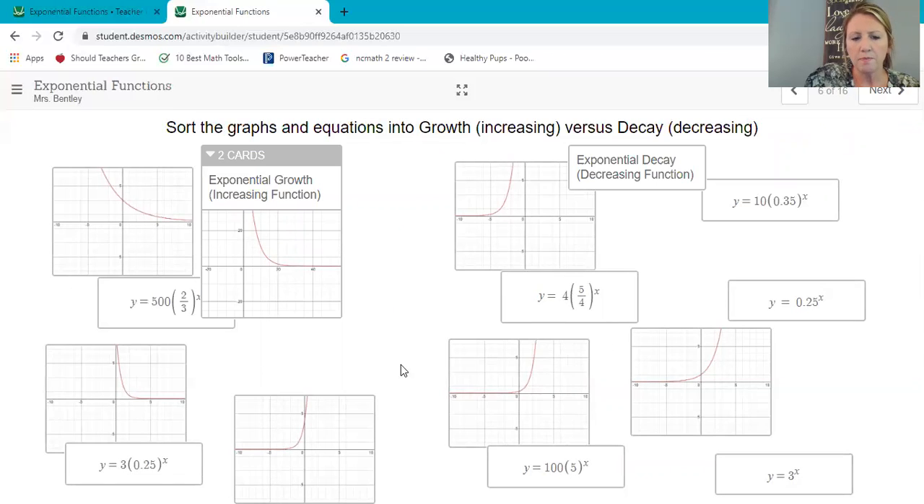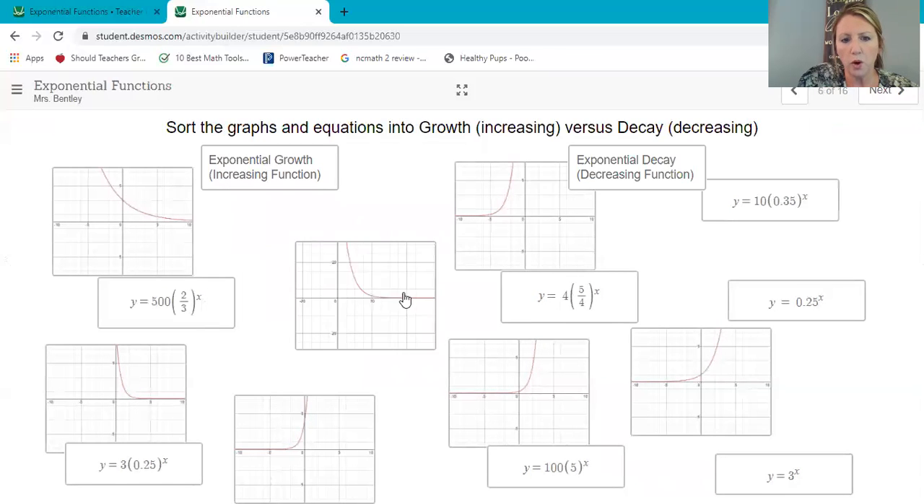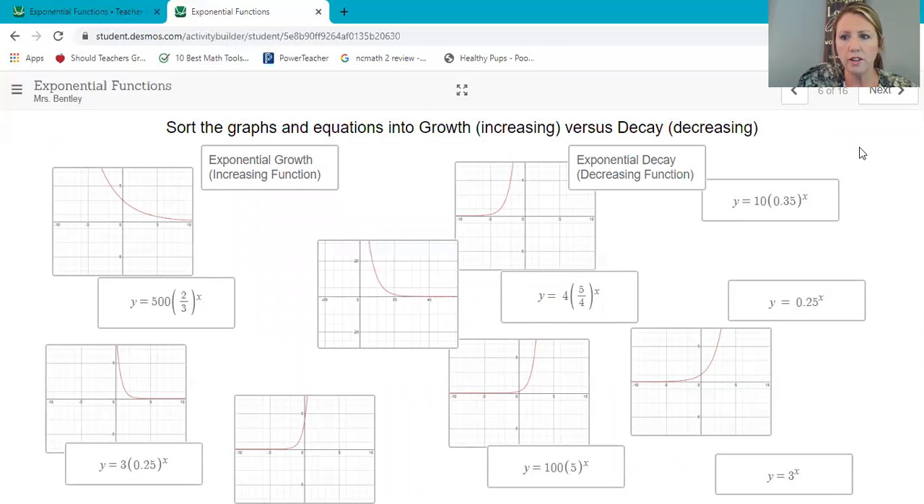At the end, I'm not sure if I have an answer key, so I'll make sure to come back and go over this in tomorrow's lesson. But go ahead and match those up based on what we've learned on those first 5 screens.